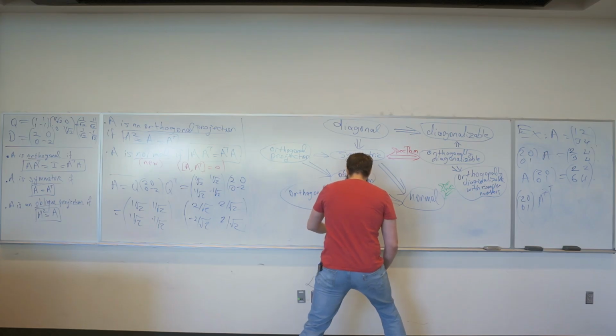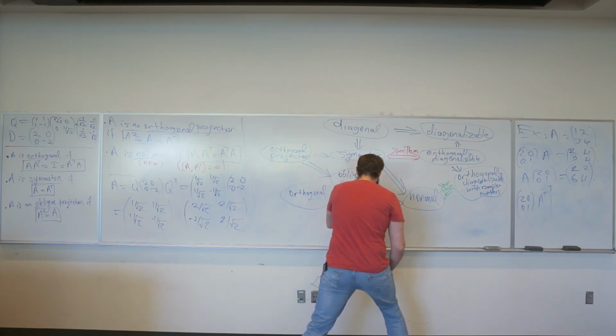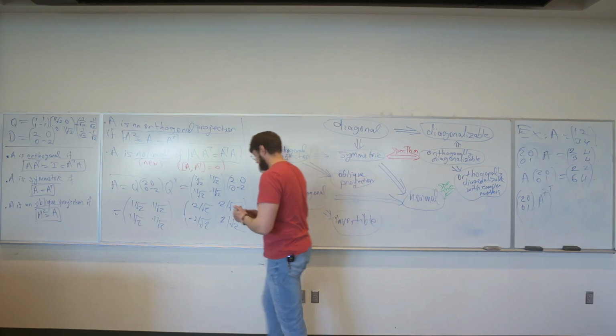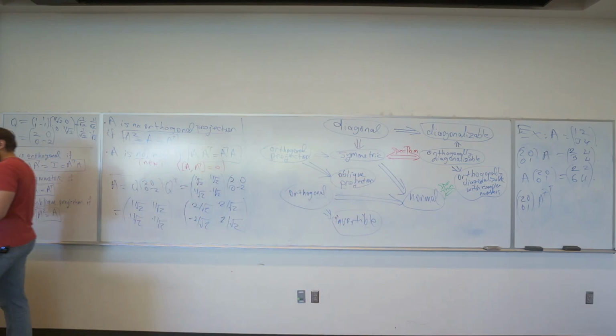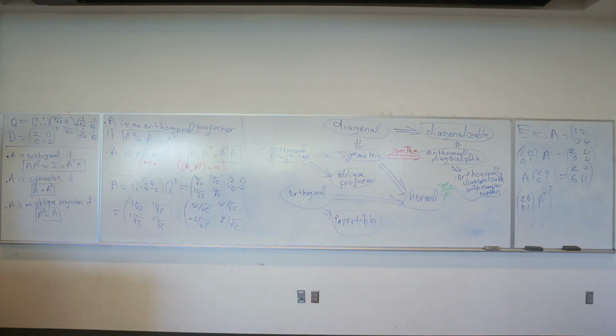So invertible. Okay. So you could start with a diagonal matrix, say all zeros. That is a diagonal matrix. Spectral theorem applies, whatever. But it doesn't need to be invertible, you see. Any comments or questions?